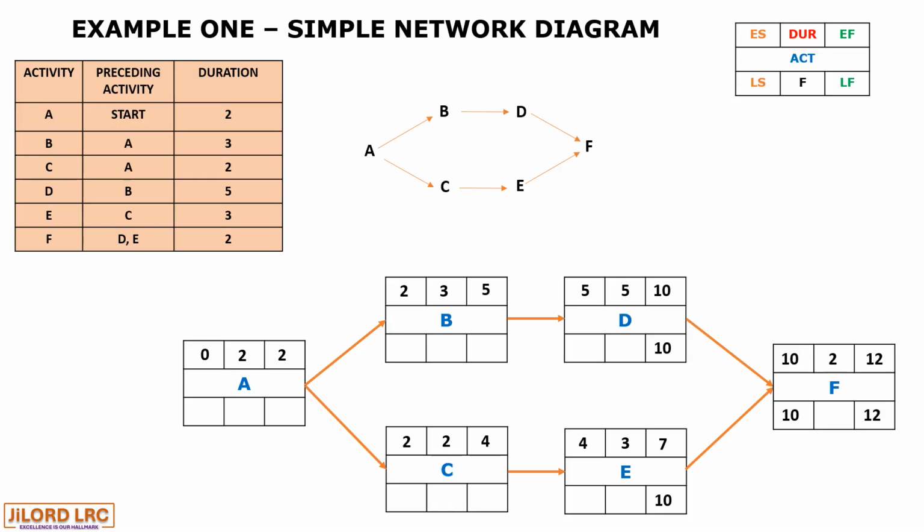Now, the latest start for activity D will be 5, that is 5 from 10, giving us 5 as its latest start. And for activity E, it is 3 from 10. That is the duration out of its late finish value, giving us 7. And we proceed to activity B and C.